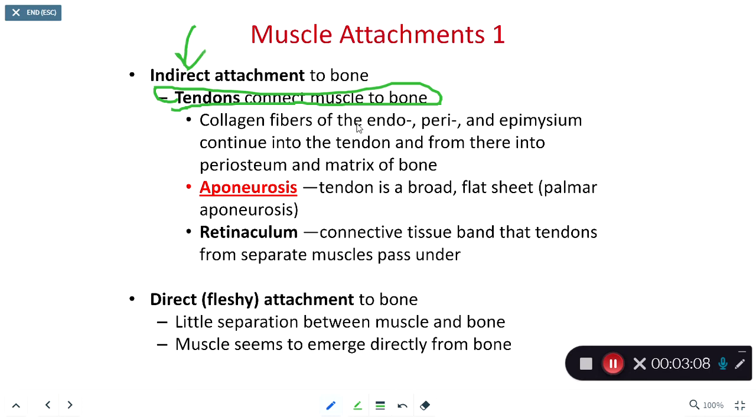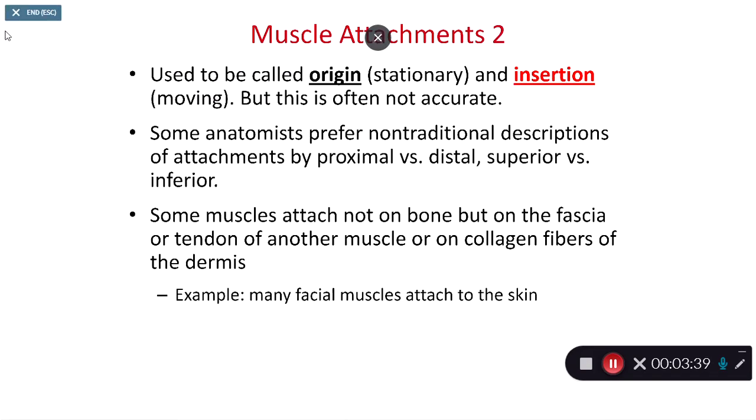Another way that we can attach a muscle to a bone is through an aponeurosis. Think of an aponeurosis as a broad sheet of connective tissue. We have an aponeurosis that goes over the top of our skull, the superior margin of our skull, connecting the frontalis muscle to the occipitalis muscle. We also have an aponeurosis present in our palm and also on the superficial portion of the abdomen, superficial to the rectus abdominis.